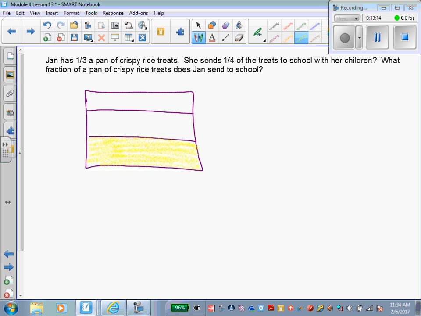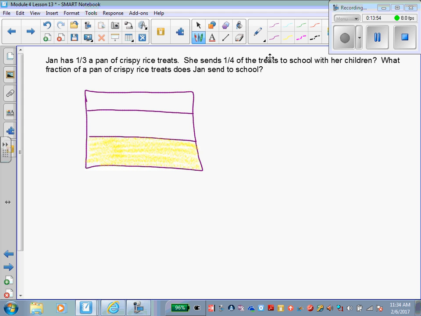But she's getting a little stingy with her treats now. And she's only sending 1/4 of the treats to school with the children. So how would I show that she is sending 1/4 of those treats? Danya? I thought they were trying to cut it to horizontal. Okay, well, we want to do the opposite of what we already have. So we've already got horizontal lines, and I want to do the opposite of horizontal, which would be vertical.